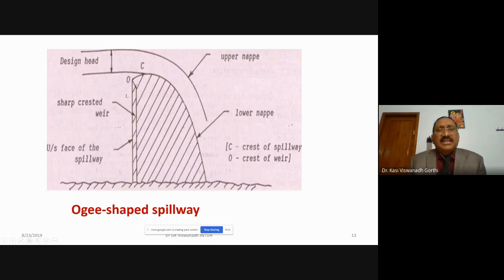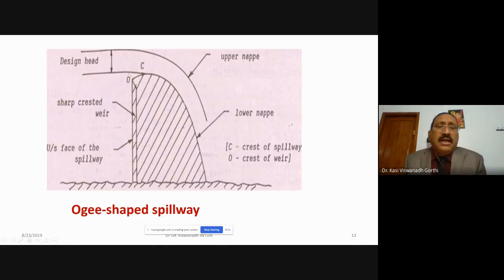So this is the crest level. You may observe here, this is the crest level, and the design head for which the spillway is designed. The sheet of water falling to the downstream portion consists of the upper nappe and lower nappe. Then the upstream face mostly will be vertical. It could be even inclined also. This is a sharp crested weir with the upstream face completely vertical. You may have an ogee shaped spillway with the upstream face not vertical but inclined also.